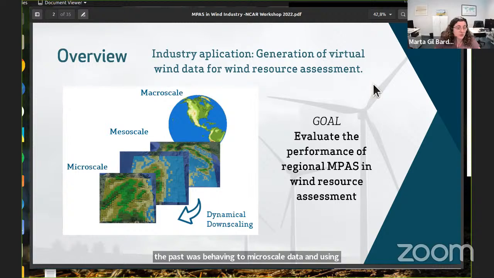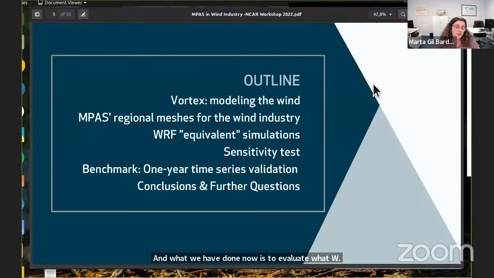So we have basically been using WRF all these years, and what we have done now is to evaluate the performance of changing over to MPAS. What I'm first going to explain is how the meshes of MPAS are designed so as to be of use for the wind industry, and which are the reference WRF simulations that we have used in our study.